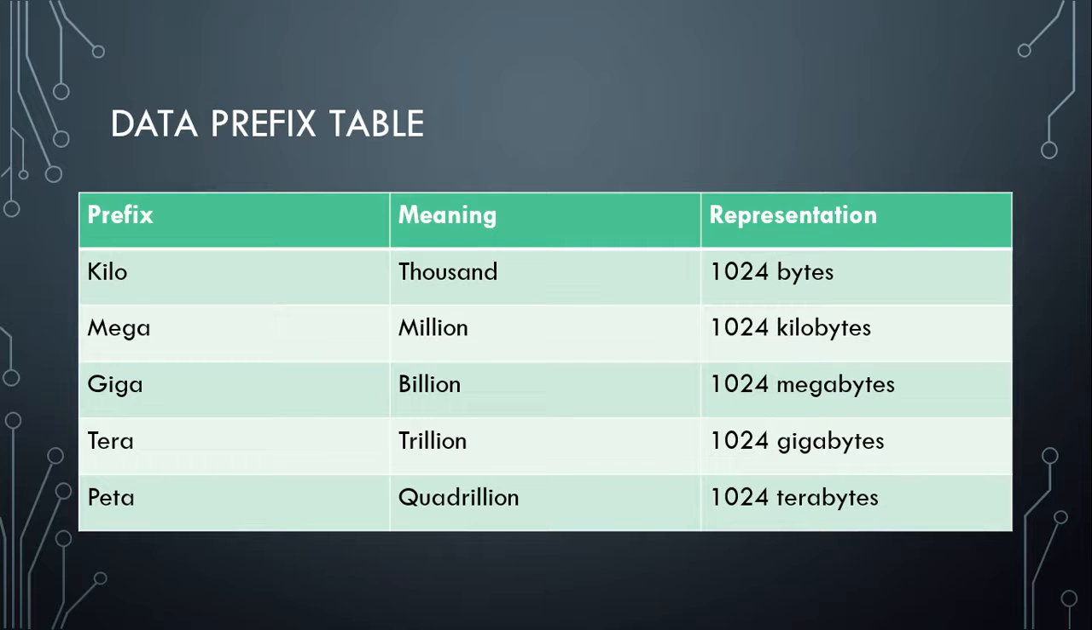Similarly, when we have mega, we have 1,024 kilobytes, or 1,024 times 1,024. So you can see this is going to be a lot more than exactly 1,000 or 1,000,000, anything like that.